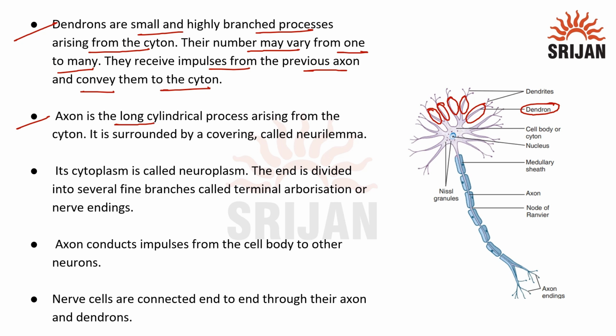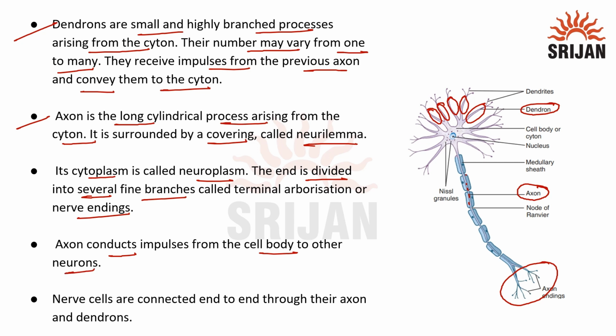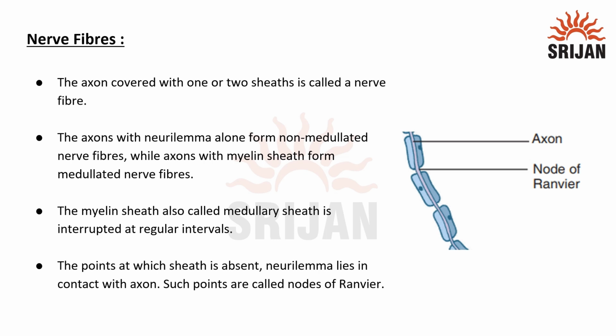Axon is a long cylindrical process arising from cyton and it is surrounded by a covering called as neurilemma. Here we can observe axon which is covered by a membrane called as neurilemma. Its cytoplasm is called as neuroplasm and the end is divided into several fine branches called as nerve endings. So these are the nerve endings. Axon conducts impulses from cell body to other neurons, and nerve cells are connected end to end through their axons and dendrons. Moving ahead, we have the nerve fibers.